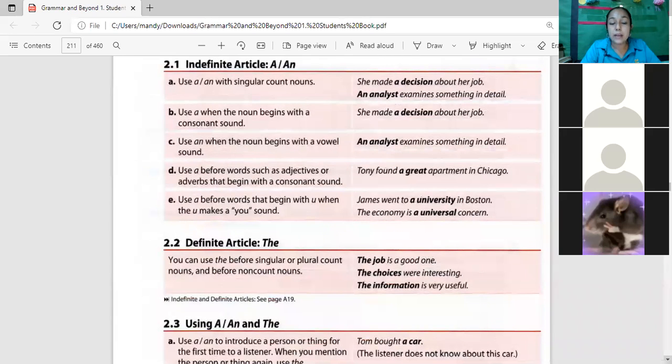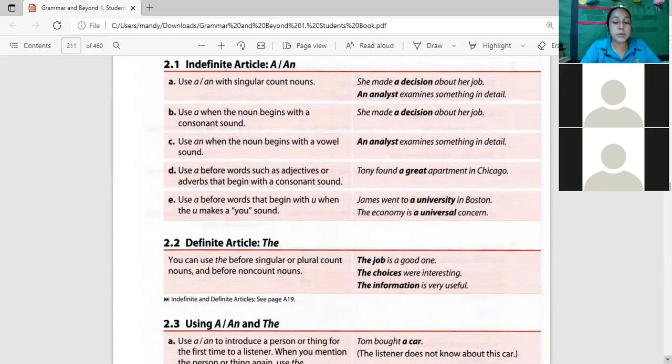You can use the before singular or plural count nouns and before noncount nouns. The job is a good one. The choices were interesting. The information is very useful.